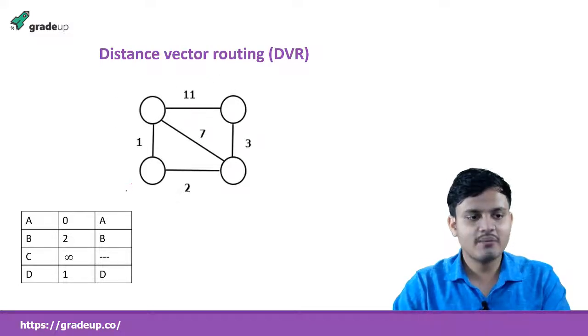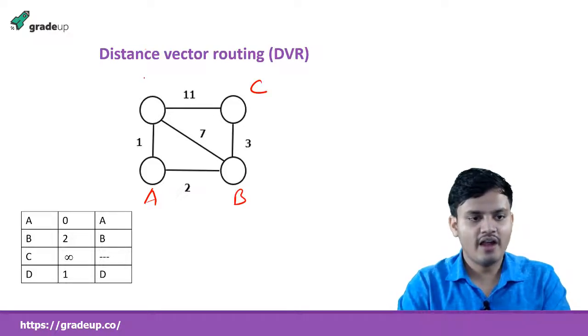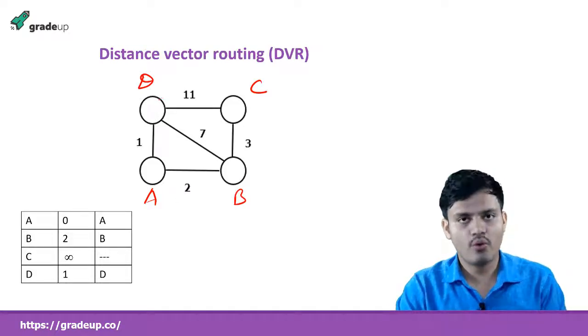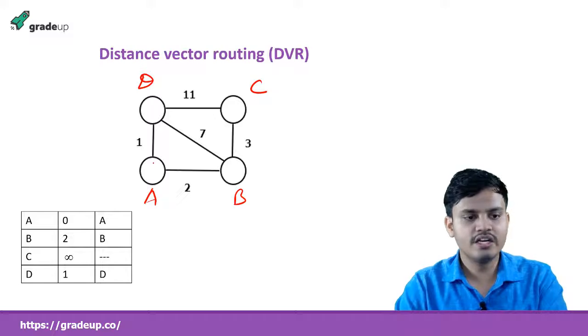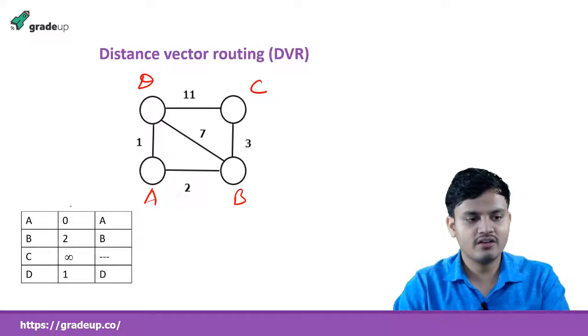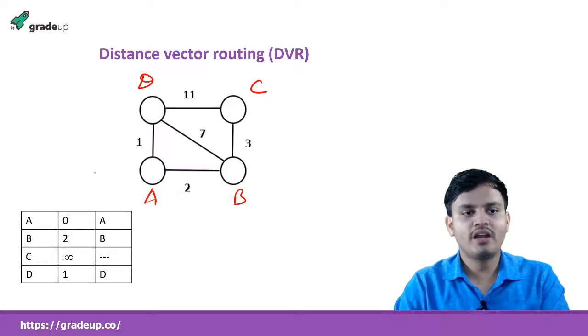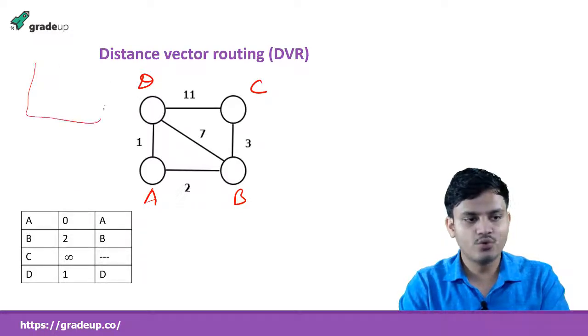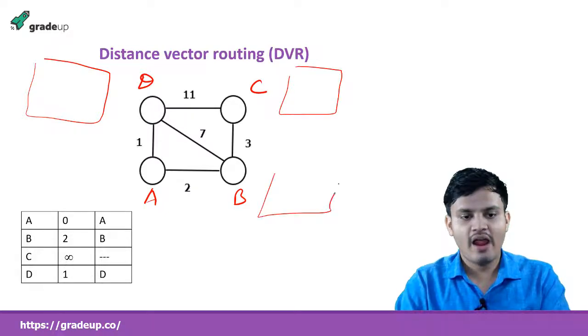So this is the image. This is A, B, C and D. Now what we are going to do is, every node is going to make this table, the distance vector, and I will tell you how it is made. Every node is going to make it. D is going to make it for itself, B is going to make it for itself, and C as well.